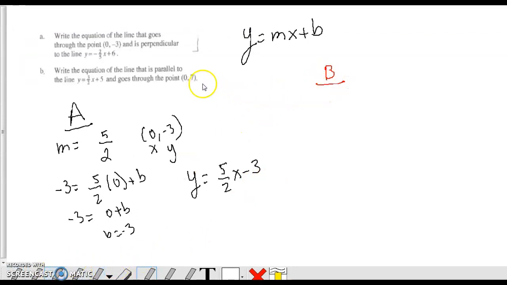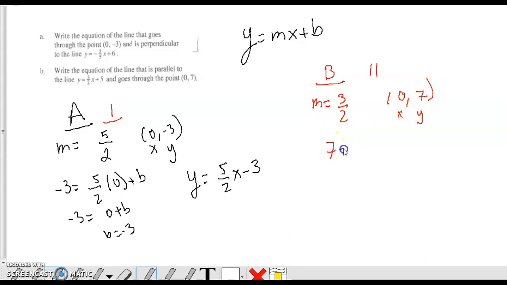So B right here. This time it's parallel. Again, this was perpendicular. This is parallel. There's our symbols. I know my slope for parallel has to be exactly the same. So it's positive 3 over 2. This time I have 0, 7. So this is your x, this is your y. Notice that there's a 0 in the x, just like here, which means this will probably also be our b value. But let's double check.